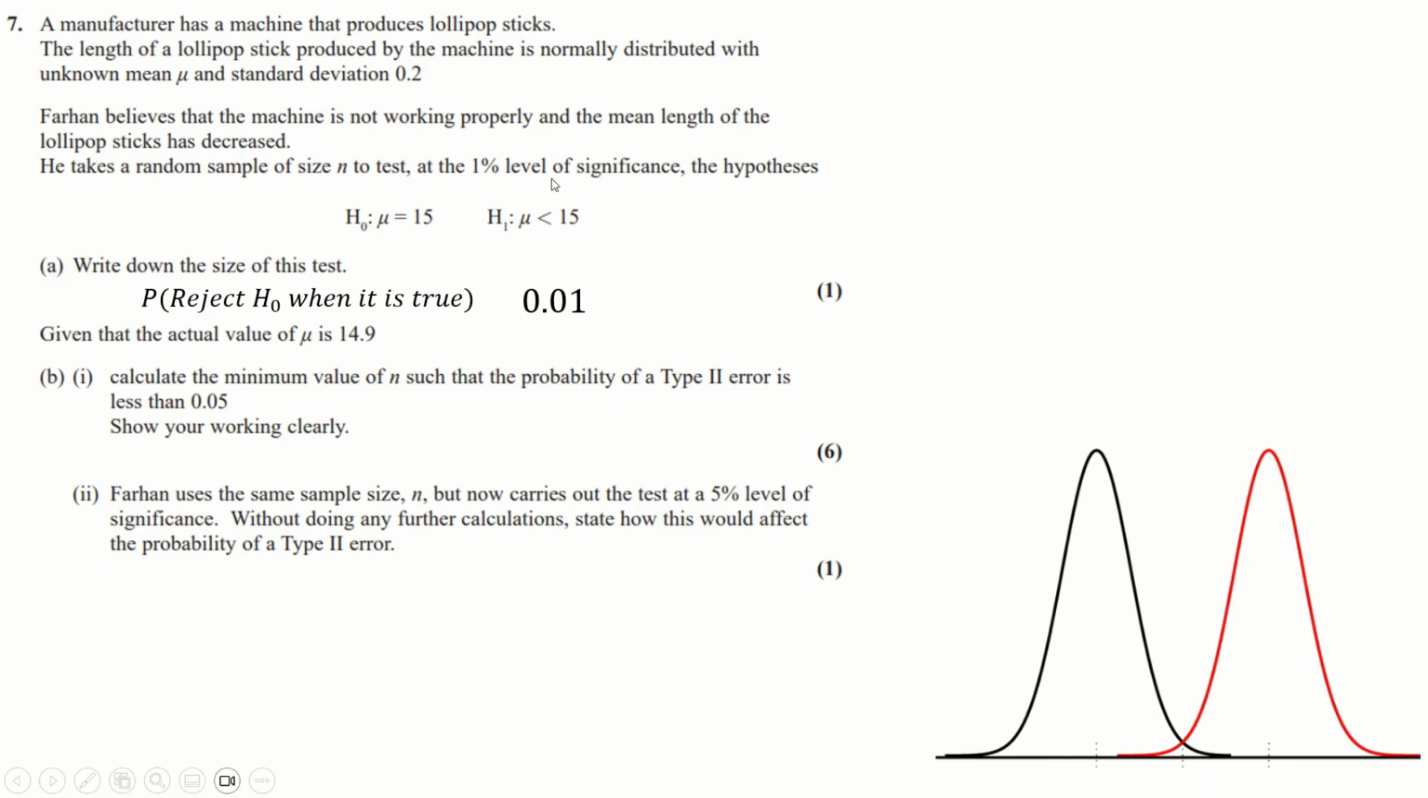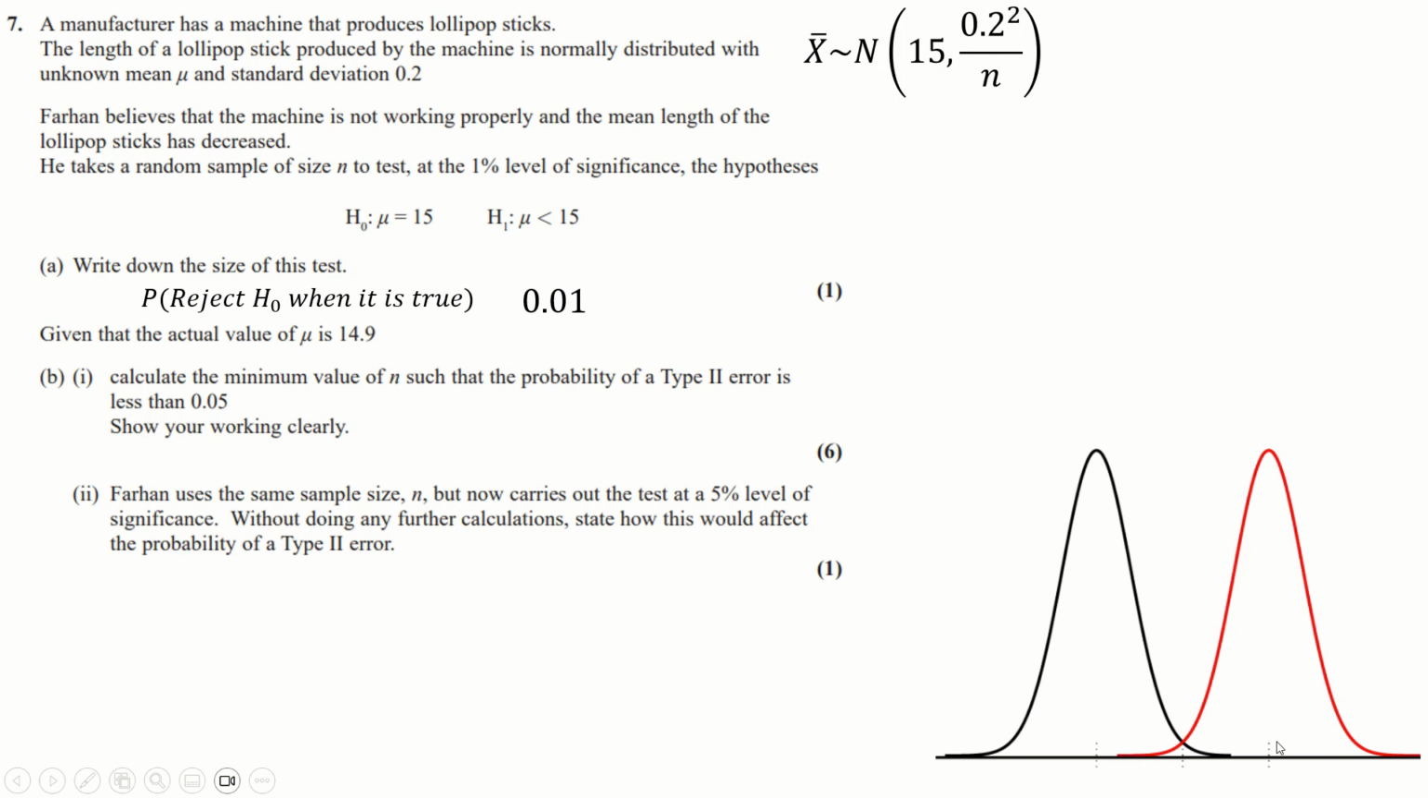So we've got a sample here. So X̄ is going to be normally distributed. The sample mean of X is going to be normally distributed with a mean of 15 because we'll currently accept the null hypothesis, and then the variance here is going to be (0.2 over root n) all squared, which I can write as 0.2 squared over n. So okay, that's that there. And now this normal distribution here is going to be represented by this red normal distribution here.